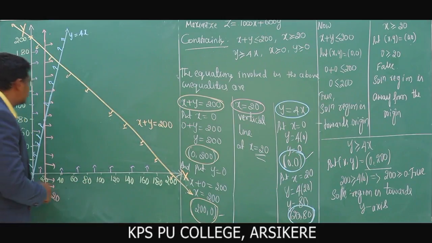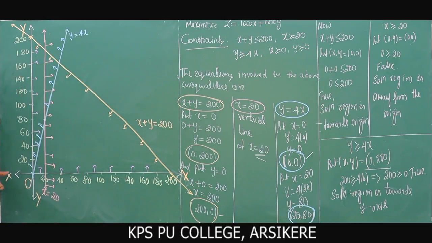Just observe the region. So what you obtained here, this one. Here y greater than or equal to 4x is satisfied, x greater than or equal to 20 is satisfied, and x plus y less than or equal to 200 is also satisfied. X greater than or equal to 0 is satisfied, y greater than or equal to 0 is also satisfied. What is the region here? This region we call a feasible region.